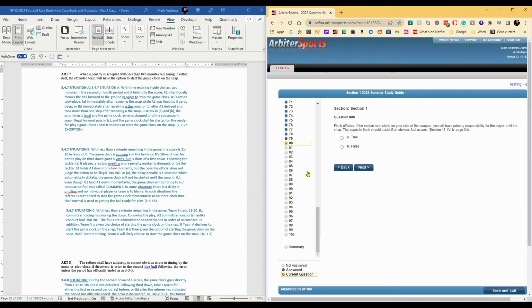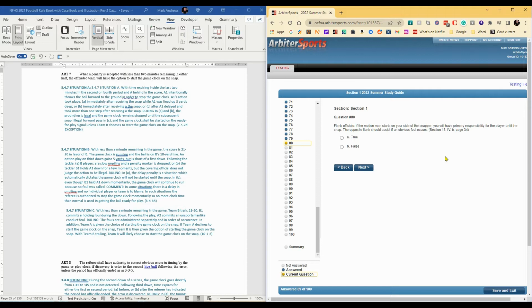Question 80. Flank officials. If the motion man starts on your side of the snapper, you will have primary responsibility for the player until the snap. The opposite flank should assist you if an obvious foul occurs. And that is true. If you have a motion man starting on your side of the field, you stay with him as he goes across the field.